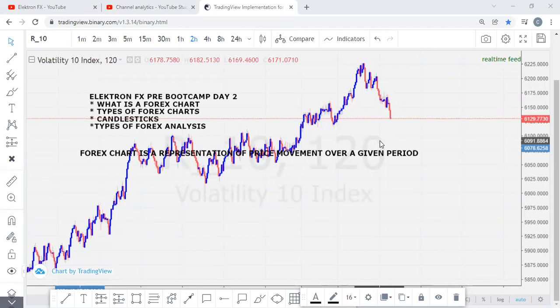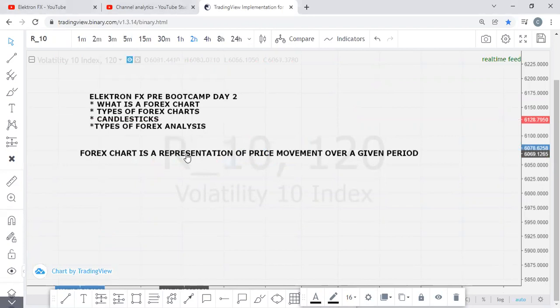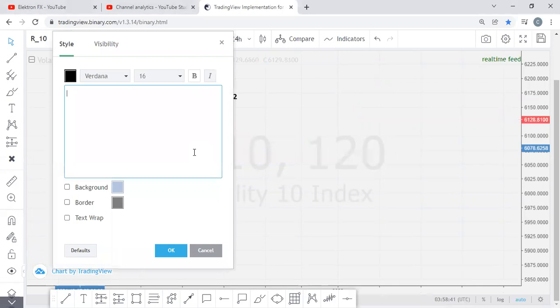Now let us go to the next thing, which is types of Forex charts. We have several types of Forex charts, several types of price representation. Let's look at the first type. The first one we have is what we call the line chart. We have what we call the bar chart. And we have what we call the candlestick chart. These are the three basic ones.